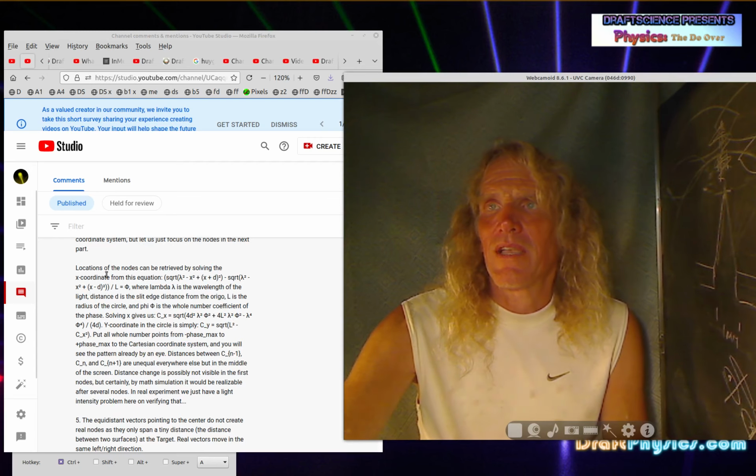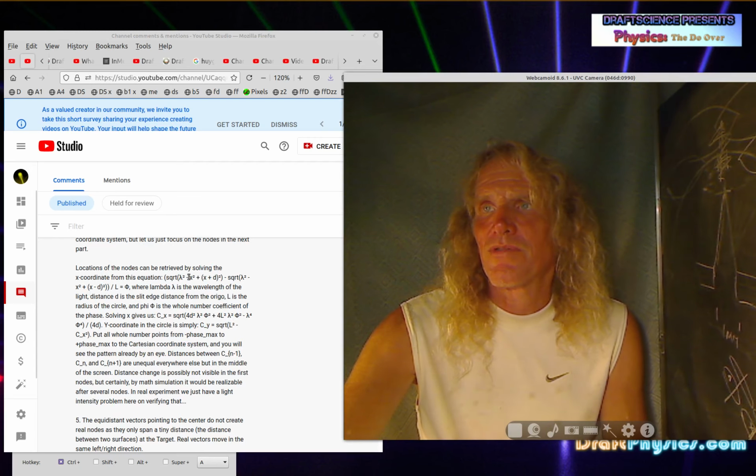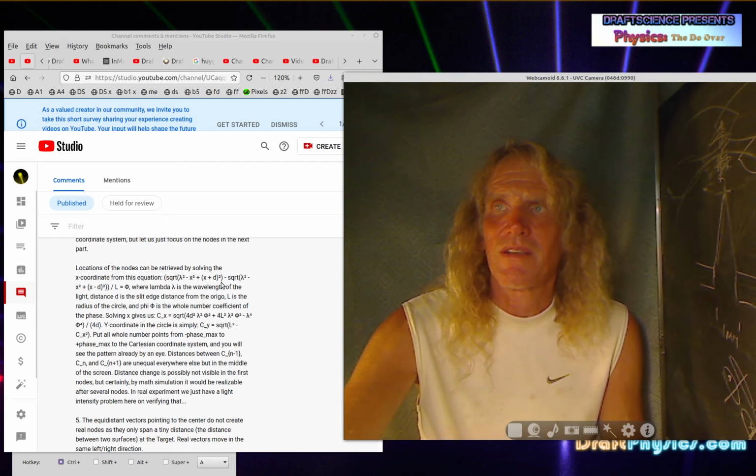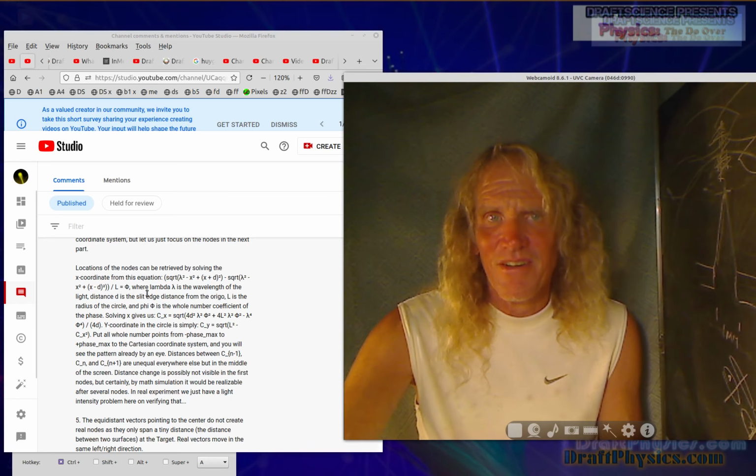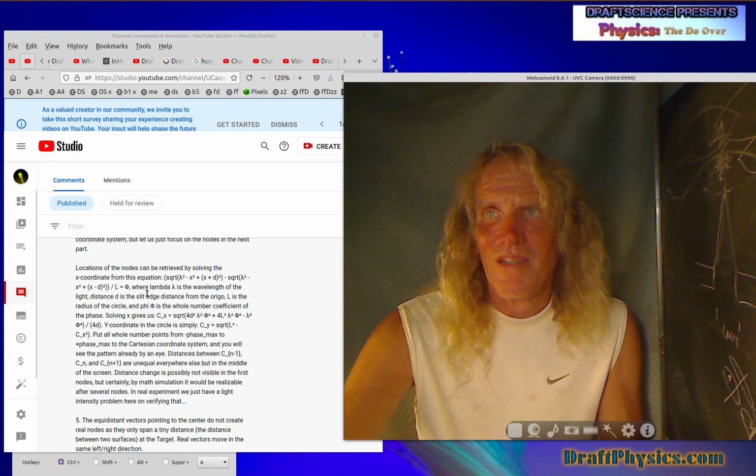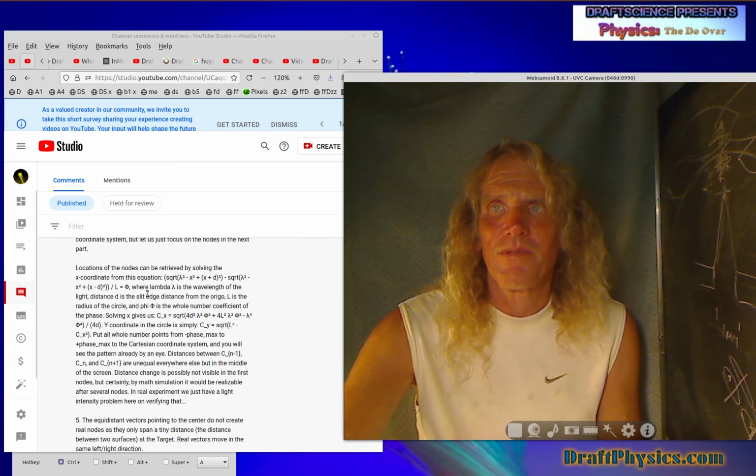Anyway, locations of the nodes can be retrieved by solving the x-coordinate from this equation. So I'm sorry, but no. I've already figured it all out. I already have simple equations. I don't need any of this lambda and sine theta nonsense.